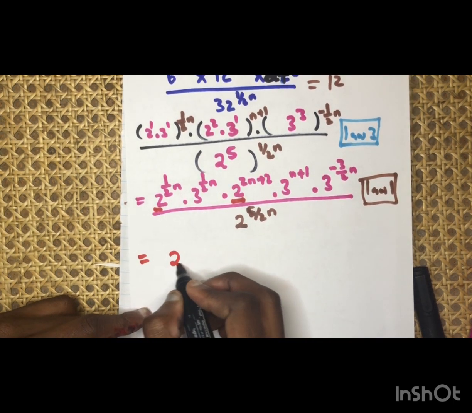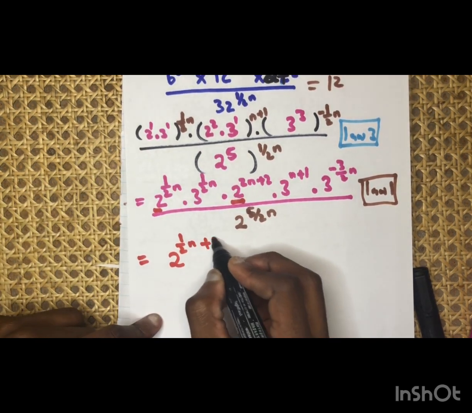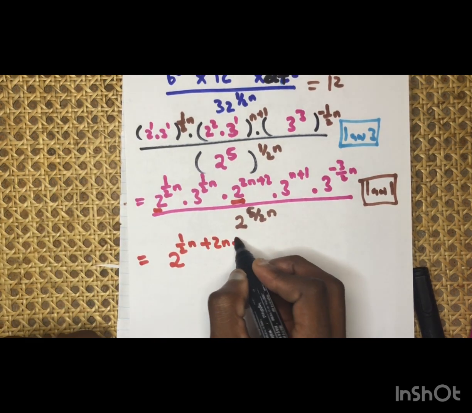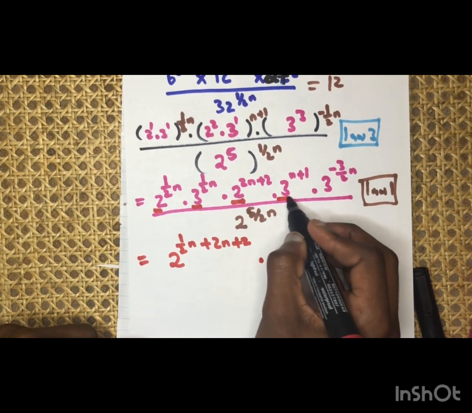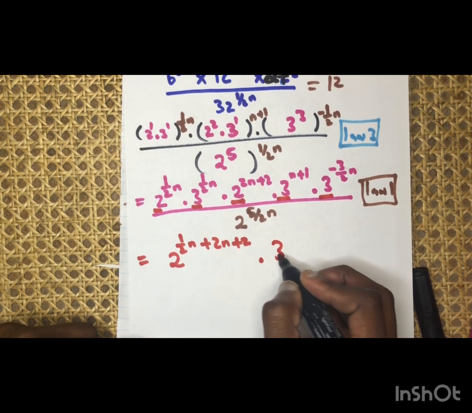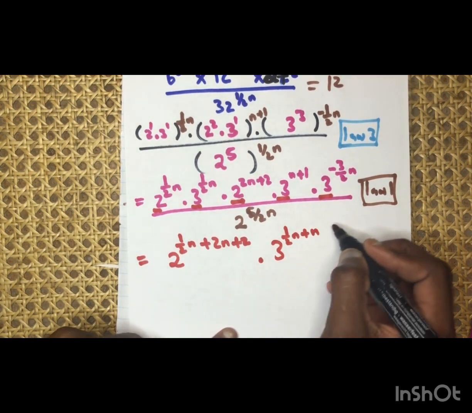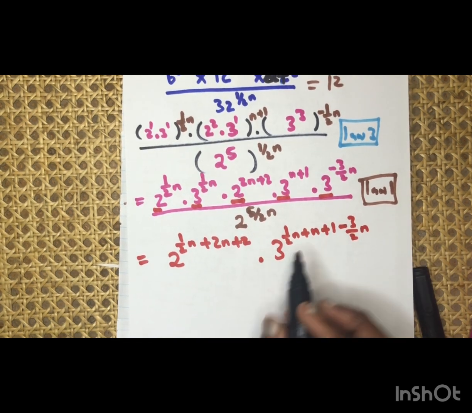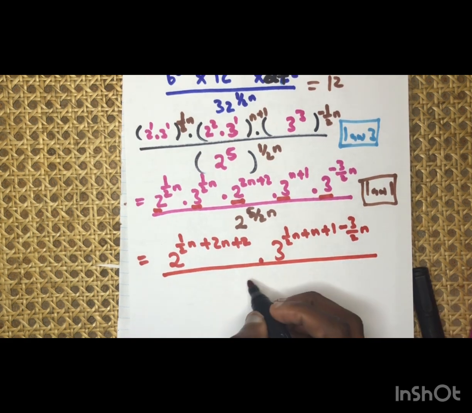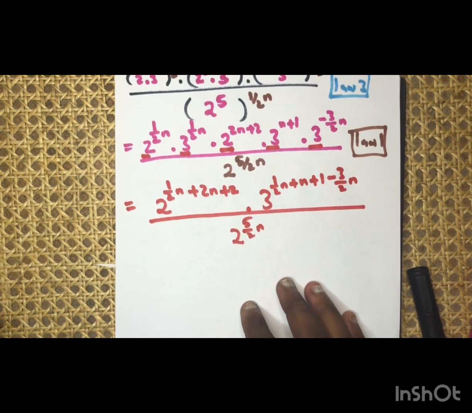So I'm going to take one base and add the exponent. So I have half n plus 2n plus 2. Then times, I see the bases here are the same again. So I have 3 to 1 over 2n plus n plus 1 minus 3 over 2n, then all over 2 to 5 over 2n. Right, so are we still together? Yes, I hope that you can see.